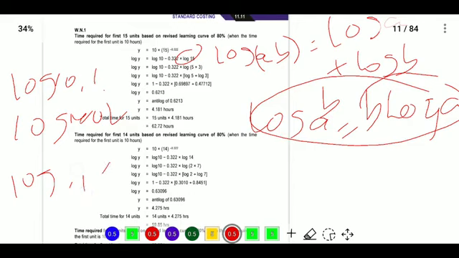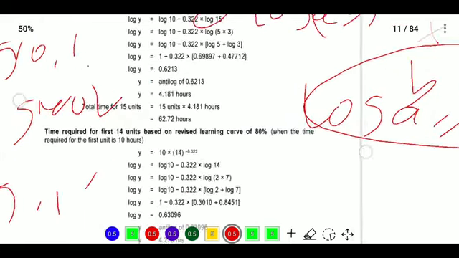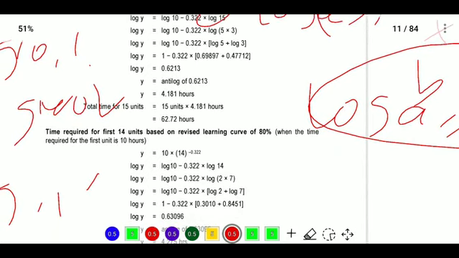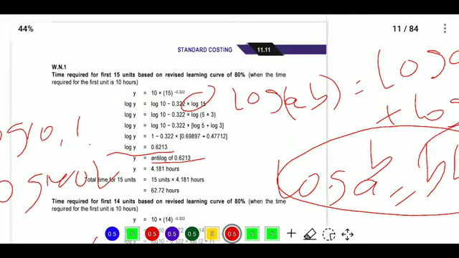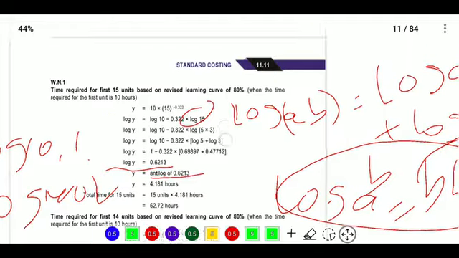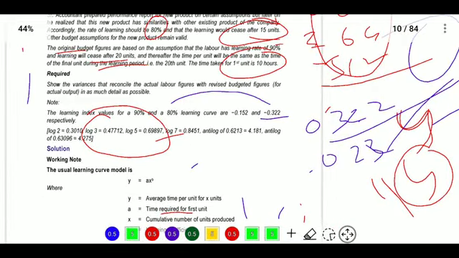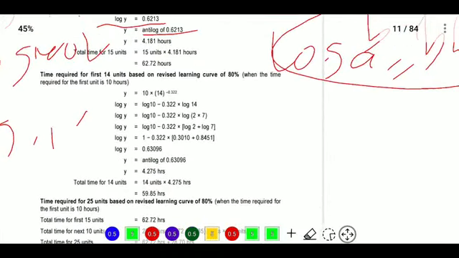This is the case. So log 10 means it will be one value, so we will get the log y. If we transfer this log to this side, we will get the anti-log, where they provided the anti-log value 0.32. Here they provided the anti-log value 0.6213 was 4.18, so we will take the value they provided, and we will take 4.181, and this is 62.72. This is for the first 15 units.